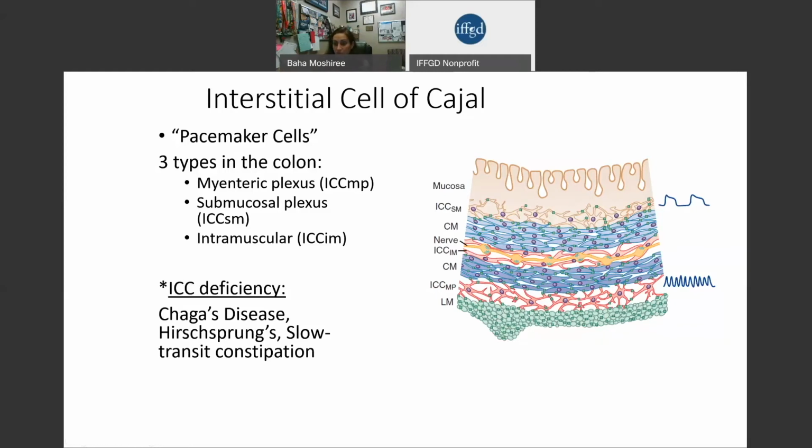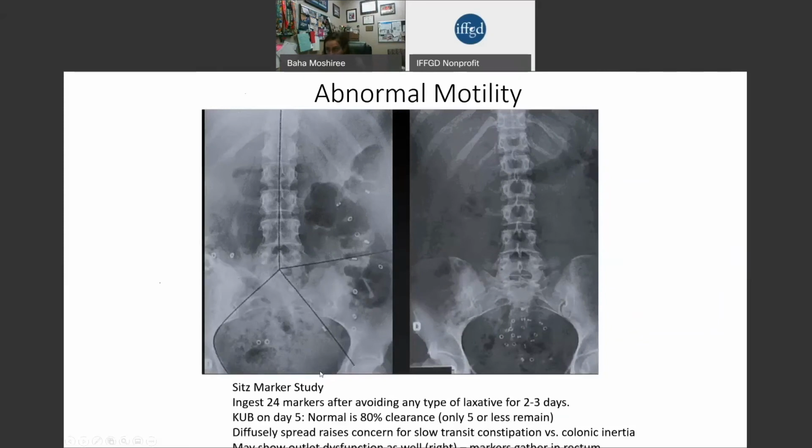They're located in what's called the myenteric plexus and the submucosal plexus, and they're also within the muscle layers. This is what promotes movement of the gut and helps motility of the gut. So I thought it'd be good for you guys to see the picture of that. And if those don't work, then you get these other conditions that we're talking about here.